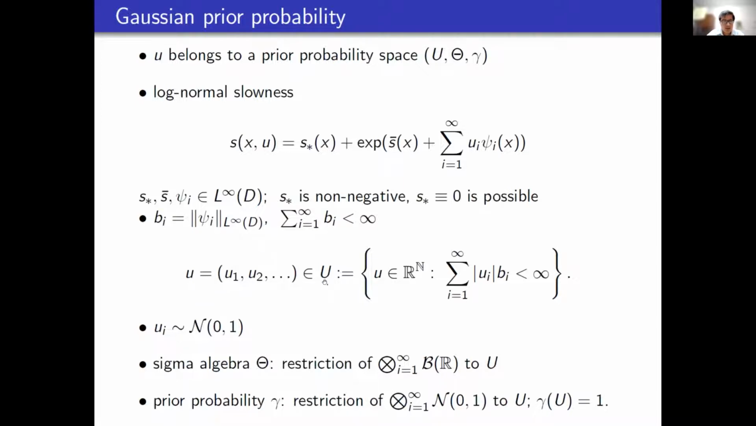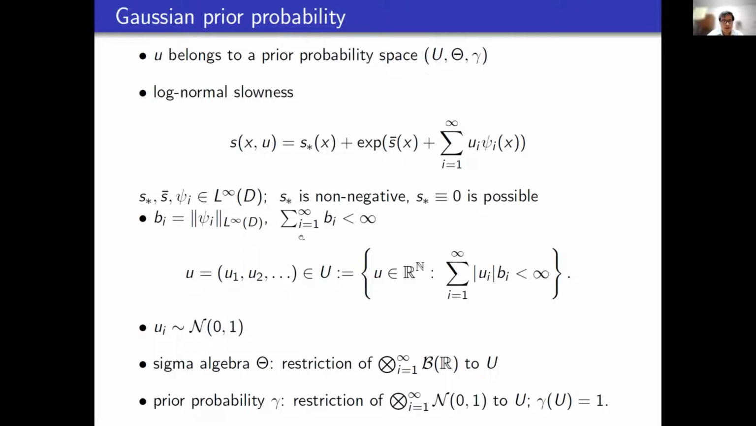Because we defined this big U like here, we define the sigma algebra, this theta here, as the restriction of the tensor product of the Borel sigma algebra on R to the set U, and the prior probability, this gamma, is the restriction of the tensor product of the normal probability to the set U.